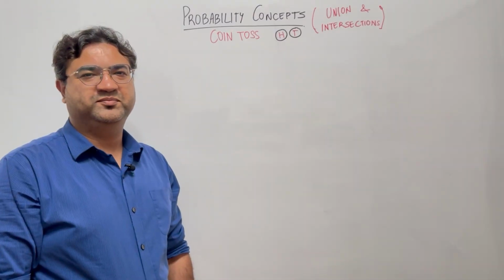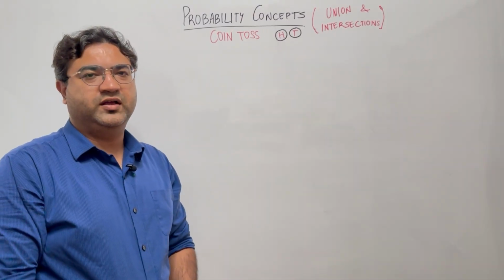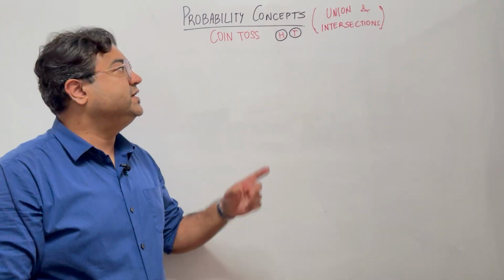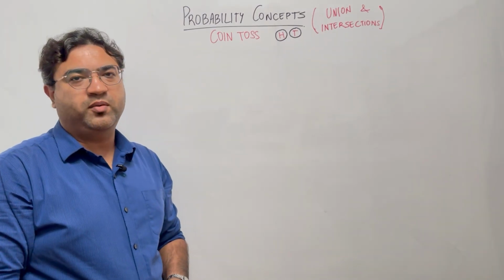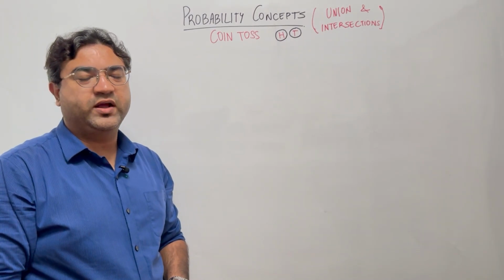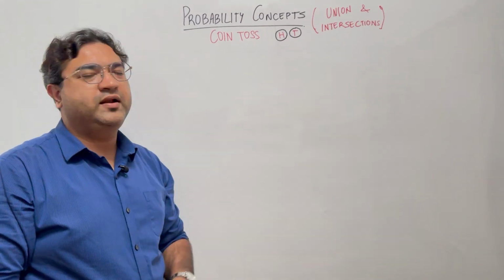Welcome to the video. Today we are going to extend further from our series on coin toss probability concepts. Today we are going to cover unions and intersections.